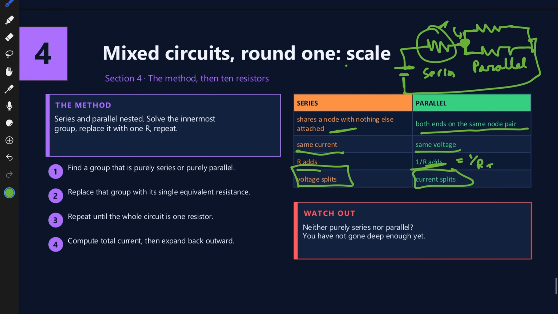Okay, so before we tackle the problem, let's go over the method that we're going to use. We're going to find a group that is purely series or purely parallel. We're going to replace that group with a single equivalent resistance. And we repeat until the whole circuit is one resistor. We can compute the total current and then expand back outward. So this is a process of shrinking inward and expanding outward. Okay.